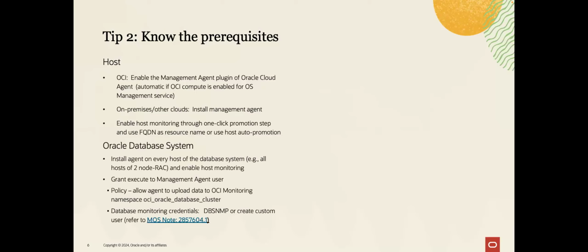For database systems, once again, ensure you have that monitoring agent installed on every host in the database cluster. Then follow the documentation for agent prerequisites. And this includes granting execute privileges to the management agent user on the DB system Oracle home. Other prerequisites include creating the additional policies to allow the agent to upload metrics to the DB system namespace and allow the stack monitoring administrators the ability to create, update, delete those DB system resources.